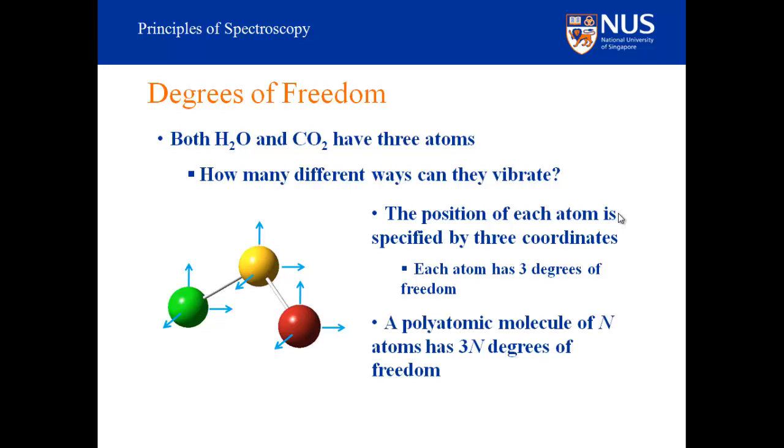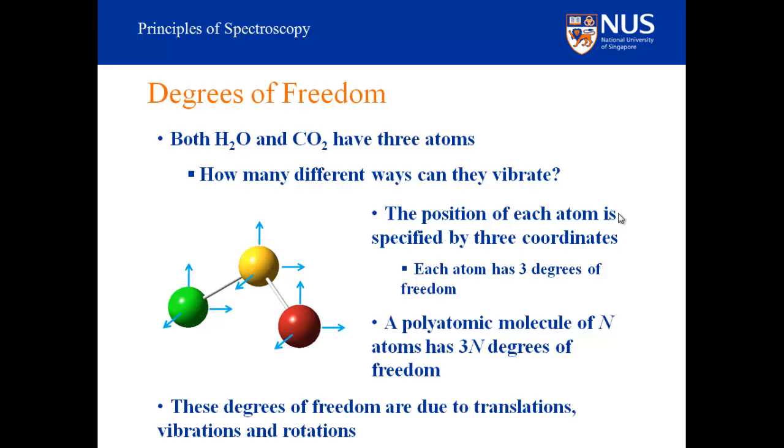If we had a diatomic molecule, then we would need 6 coordinates to describe the motion of both atoms, and thus there would be 6 degrees of freedom. The motion of 3 atoms in a triatomic molecule would require 9 coordinates, and there would be 9 degrees of freedom. In a polyatomic molecule of n atoms, therefore, there are 3n degrees of freedom. When we have more than one atom, these degrees of freedom can be written as combinations of the atomic coordinates that describe translations, vibrations, and rotations.